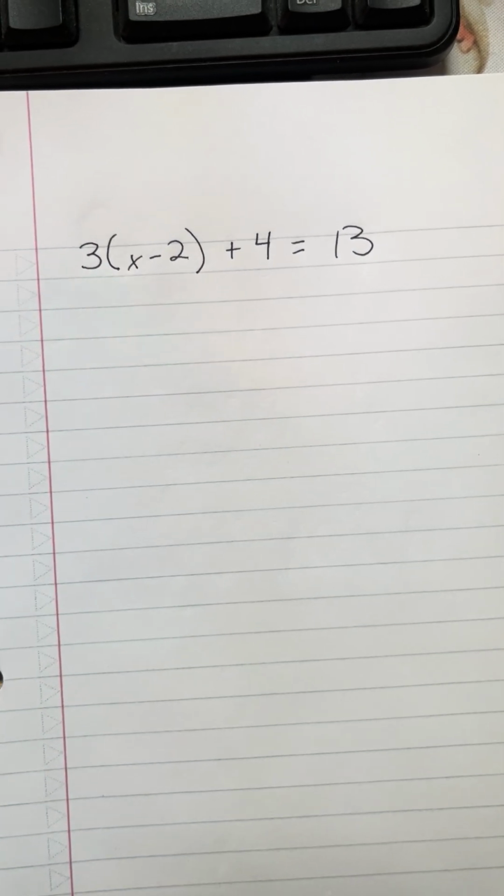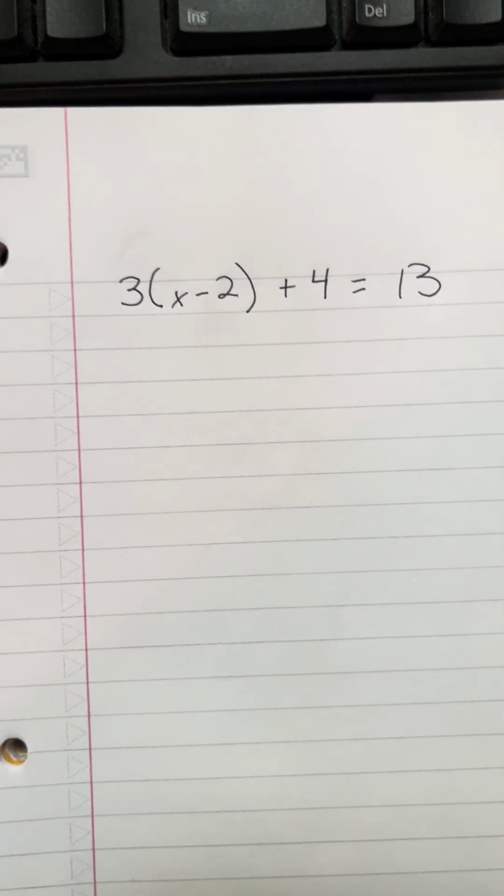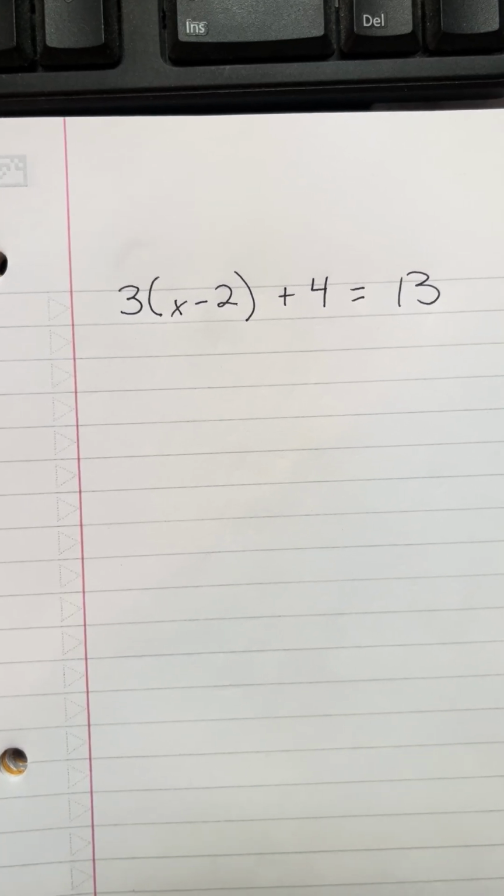Hello, here is your problem. 3 times (x minus 2) plus 4 is 13.